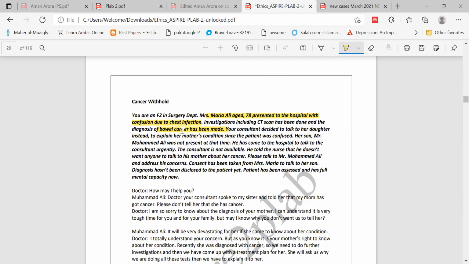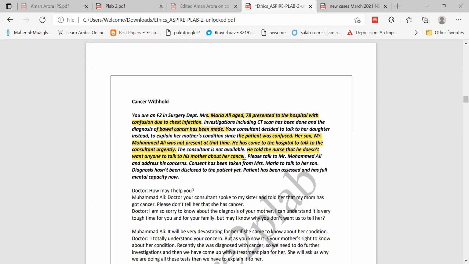Your consultant decided to talk to the daughter instead to explain her mom's condition since the patient was confused. Her son, Mr. Muhammad Ali, was not present at the time. He's come to the hospital to talk to the consultant urgently. Consultant is not available. He told a nurse he doesn't want his mom to know about her cancer. That's the mutual information. He has already told the nurse. Talk to Muhammad Ali and address his concerns.